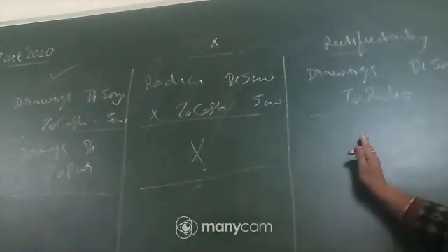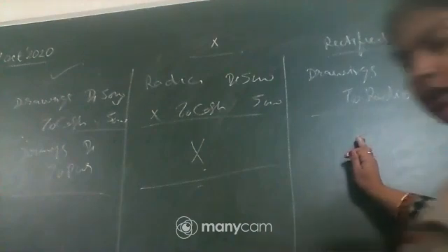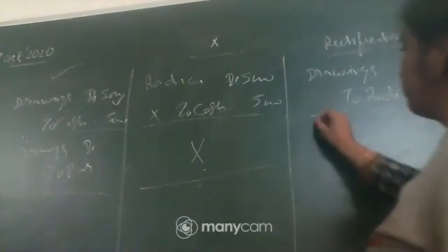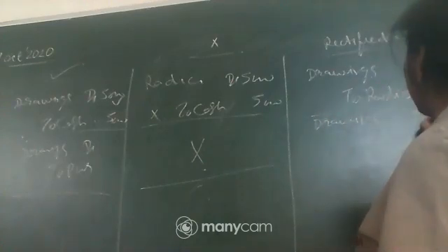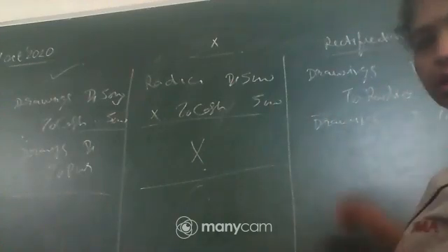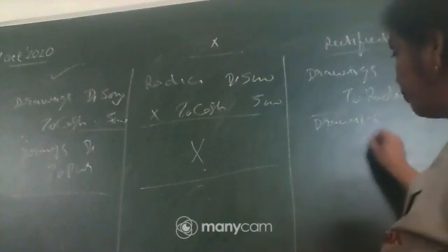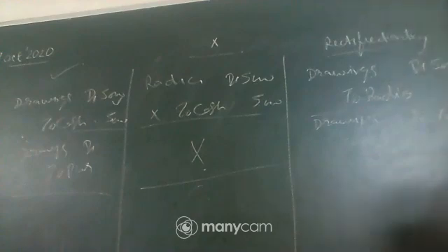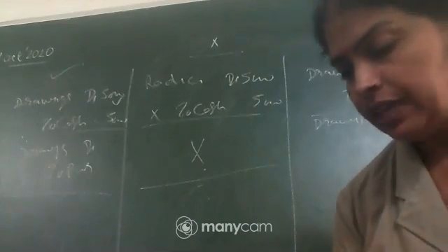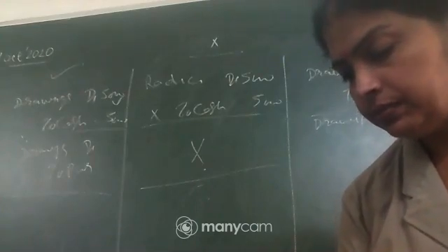Now we will prepare the entry. If it was not done, now we will prepare the entry. Drawings debit rupees 1,000 to purchases rupees 1,000. We forgot to make the entry. Now we will prepare the rectified entry. Done? Let's see the next transaction.